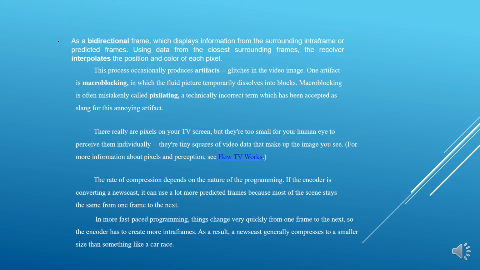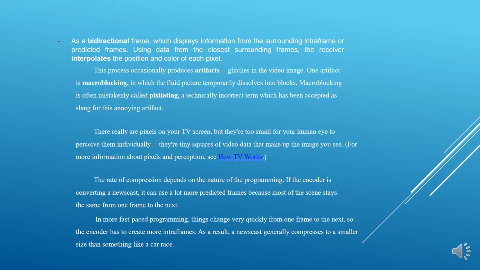as a bidirectional frame, which displays information from the surrounding frames using data from the closest surrounding frames. The receiver interpolates the position and color of each pixel. This process occasionally produces artifacts, glitches in the video image. One artifact is macroblocking, in which the fluid picture temporarily dissolves into blocks. Macroblocking is often mistakenly called pixelating, a technically incorrect term which has been accepted as slang for this annoying artifact.